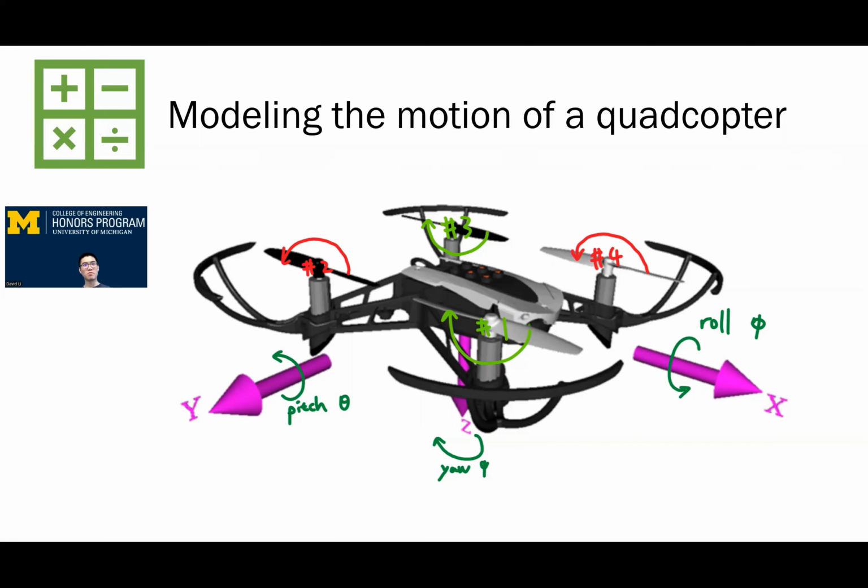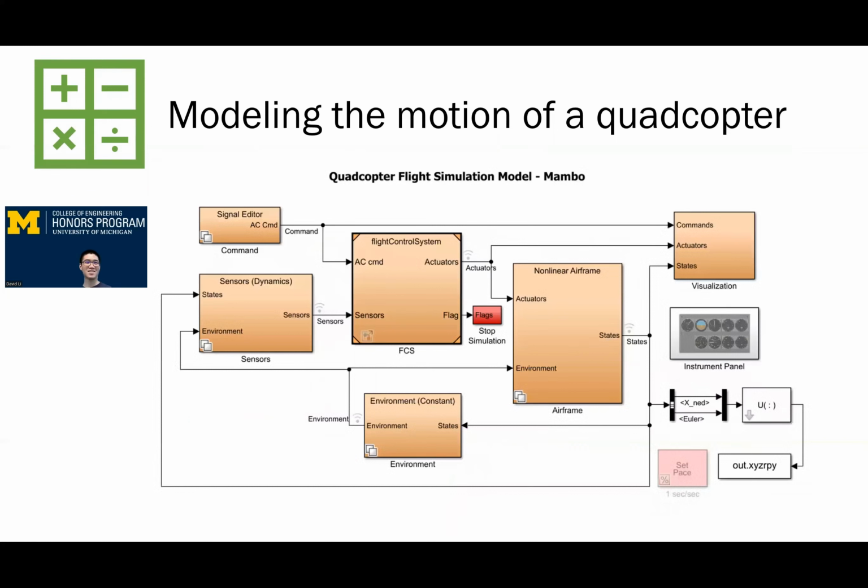Similarly, to increase the pitch of the quadcopter, we will increase the speeds of rotors number 1 and number 4 and decrease the speeds of rotors number 2 and number 3. And finally, to increase the yaw, we will increase the speeds of rotors number 1 and number 3 and decrease the speeds of rotors number 2 and number 4. So that's a lot of numbers, but I hope you're not lost yet, because what I just described was a simplistic qualitative model for the motion of the quadcopter.